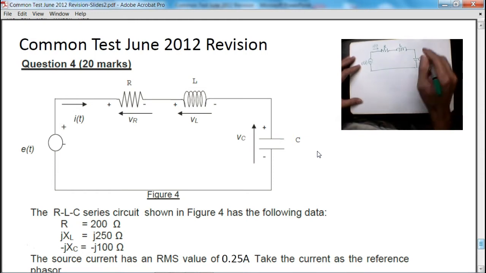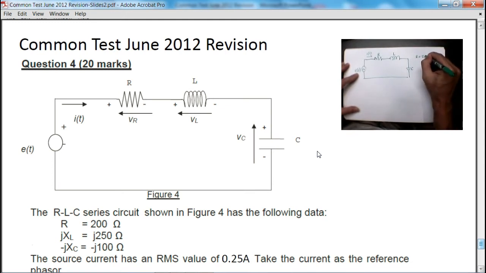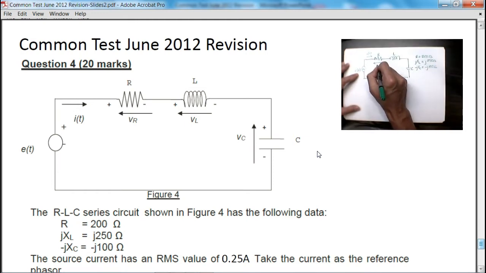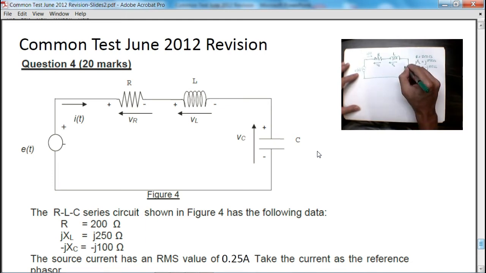Alright, and we are given that R equals 200 ohm. The inductive impedance is j250 ohm, and the capacitive impedance is minus j100 ohms. And we have the voltage across the resistor VR, the voltage across the inductor VL, and the voltage across the capacitor VC.